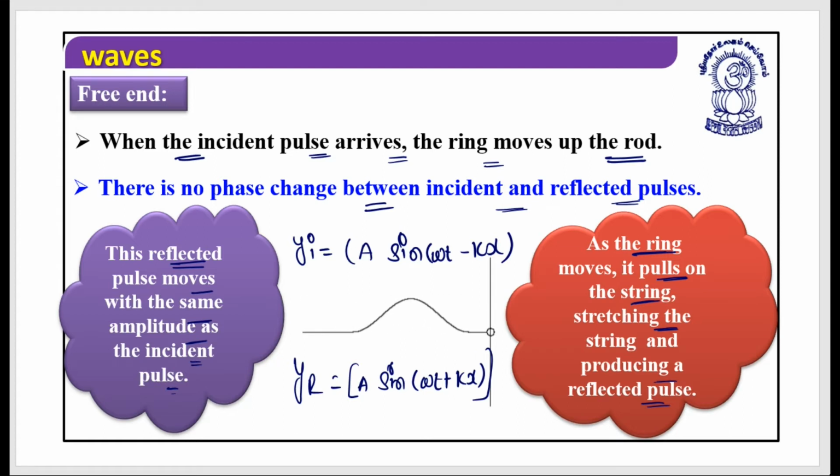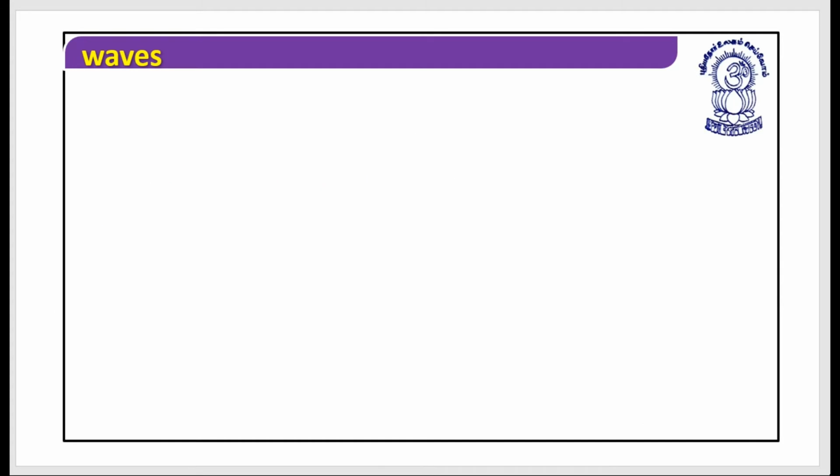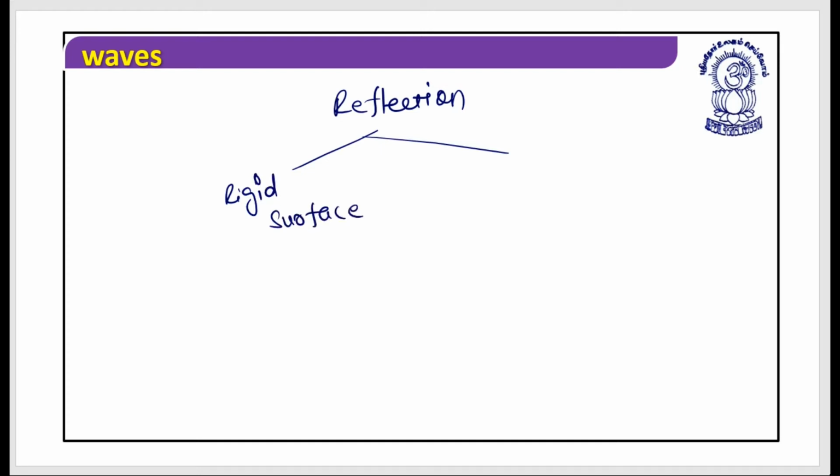Great. So basically, when we discuss these two things, we have reflection from two kinds of surfaces. One of them is the rigid surface, and another is the free surface.